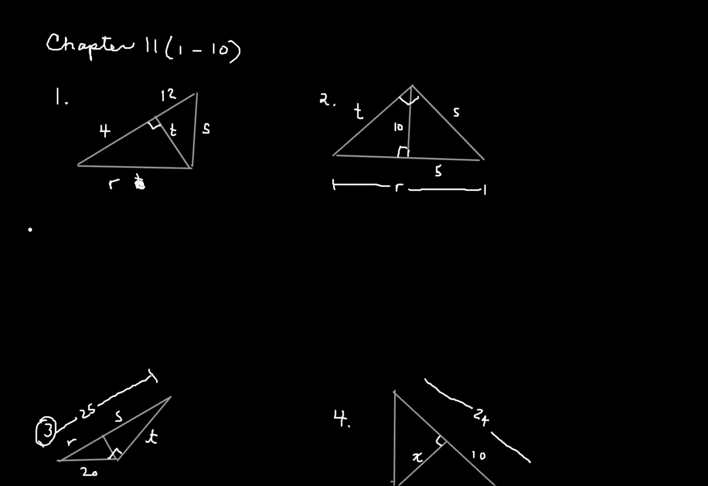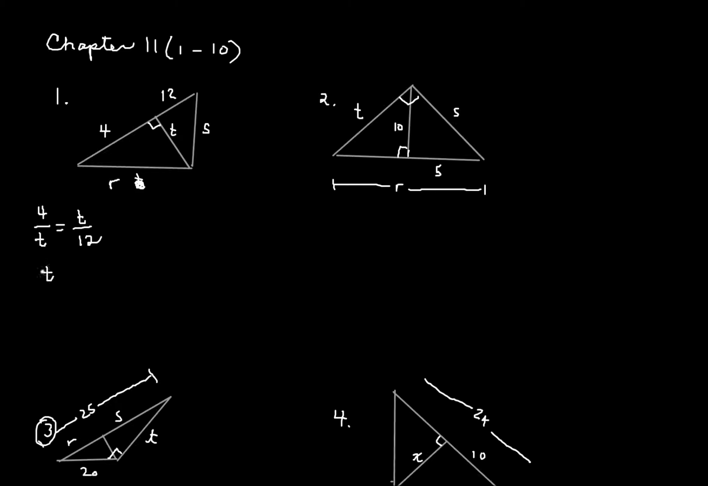It's the mean proportion. So what I mean by mean proportion is it goes in the mean slot in a proportion. A proportion is always the means times the extremes. The ones in the middle right here are the means, and the ones on the outsides are the extremes. So the altitude is the mean proportion to the segments of the hypotenuse. So it's going to be mean proportion to 4 and 12. So that's how you set that up to find T.